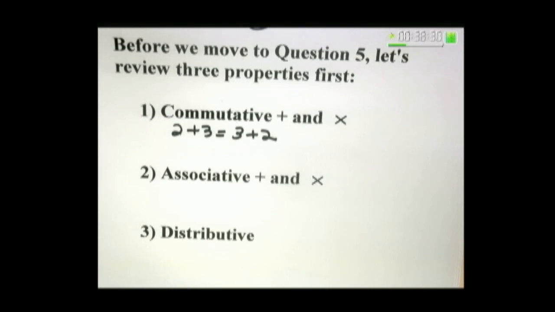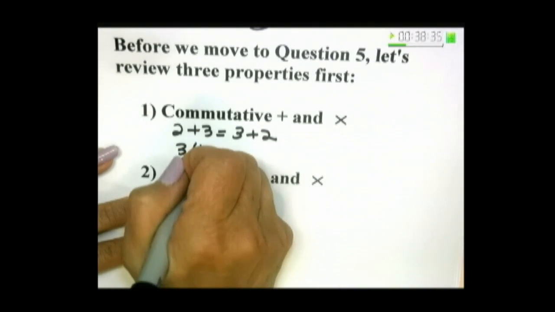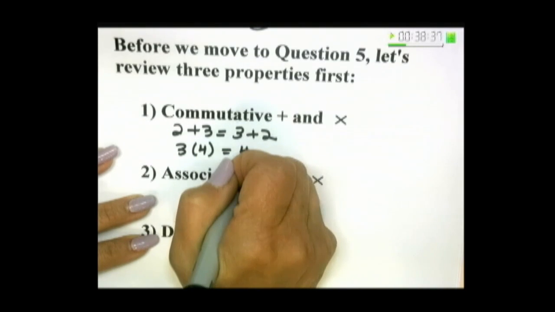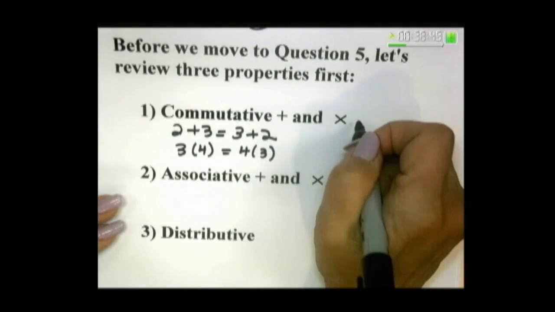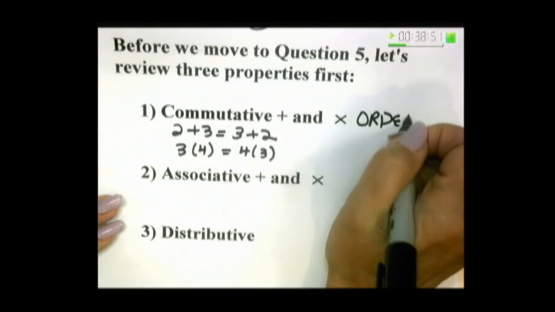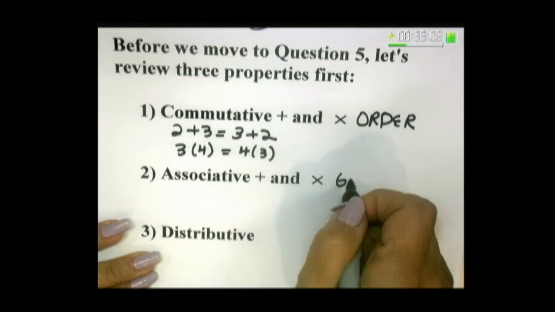The commutative property of multiplication, 3 times 4 gives you the same product as 4 times 3. That's a classic example of the commutative property of multiplication. If I could use one word that would sum up the commutative property, it would be order. Okay? So let's take a quick look at the associative property. The associative property deals with grouping.